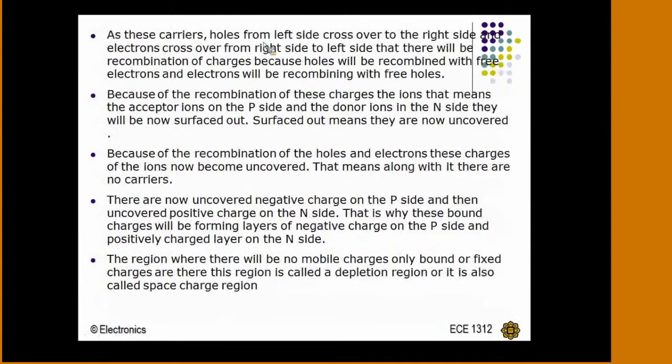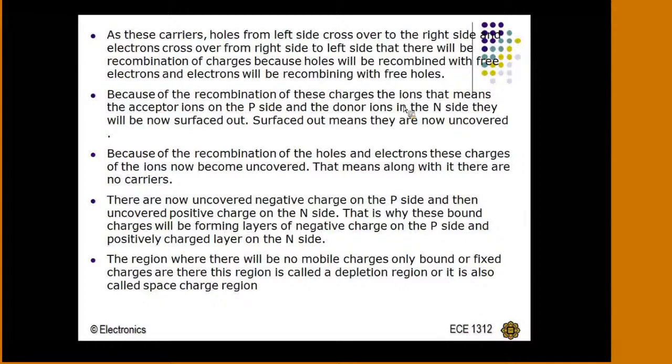Now, as these carriers move, the holes go from the P side to the N side, and the electrons go from the N side to the P side. Now there will be recombination of charge, because holes will recombine with the free electrons, and electrons will recombine with the free holes. Whenever the electrons are crossing the junction, during this process, electron and hole recombination will take place.